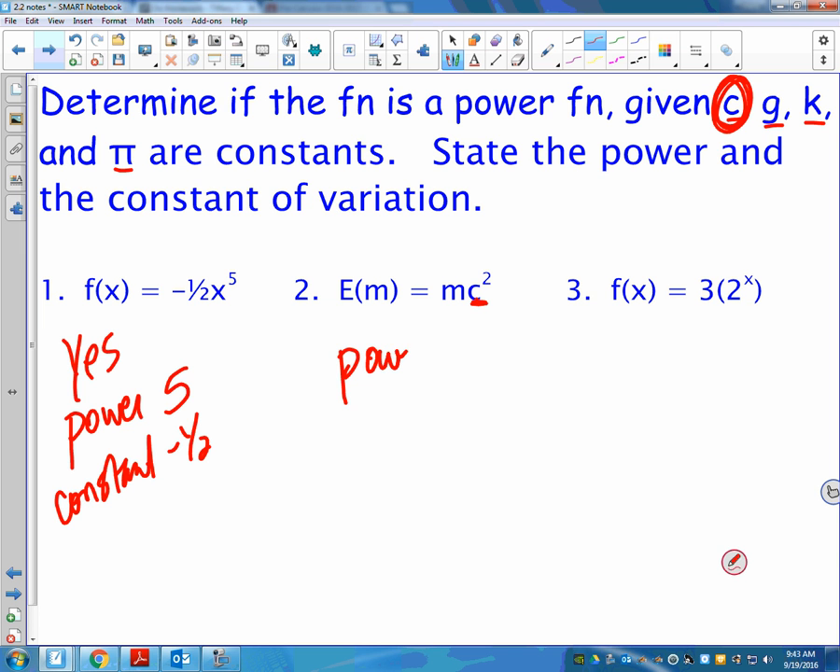So the power is... the constant is c squared. This is my constant, because it tells me c is a constant. Do you know what c stands for in this equation? Acceleration due to gravity squared. Acceleration is always the same on Earth because gravity doesn't change on Earth. So that means this is my variable. So what is the power on that variable?